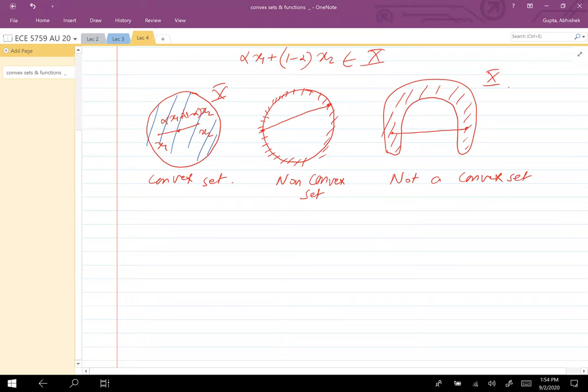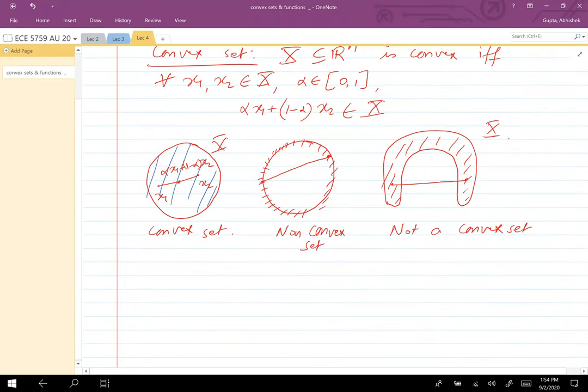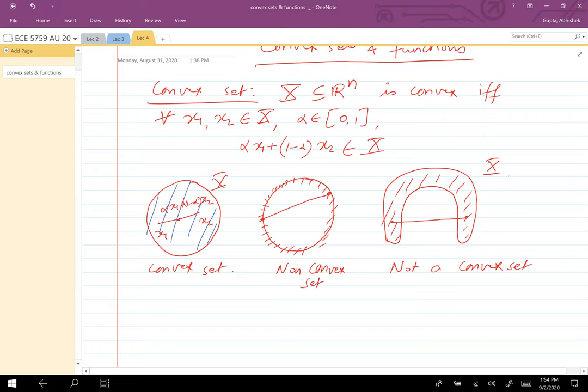Okay, any question? No? Okay. For the middle set, is the set outside the circle? Sorry, can you say that again? There is some amount of background noise. For the middle set, is the set outside the circle? Outside the circle, yes. So this particular set is outside the circle. This line segment is outside the circle.